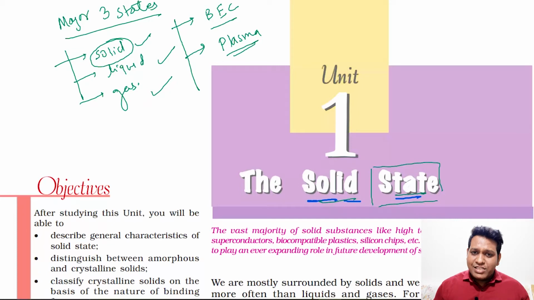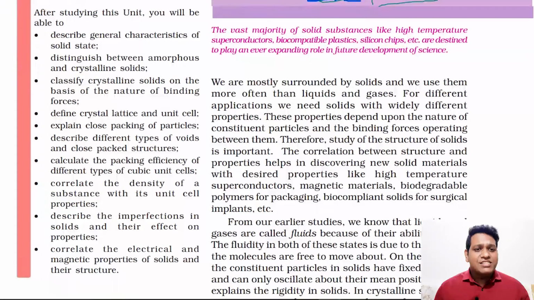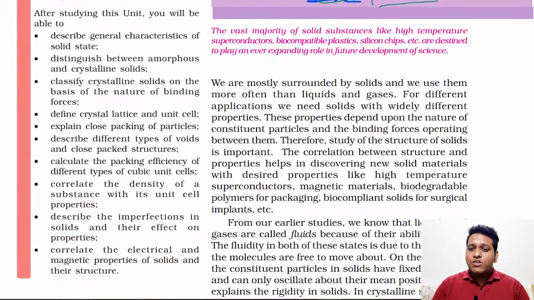So basically, as we are well aware, there are three major states of matter. We are surrounded by solids, liquids and gases in our surroundings. But more often, if you see your surroundings, we are surrounded by solids and we use them more often than liquids and gases. For different applications, we need solids with widely different properties. These properties depend upon the nature of constituent particles and binding forces operating between them.